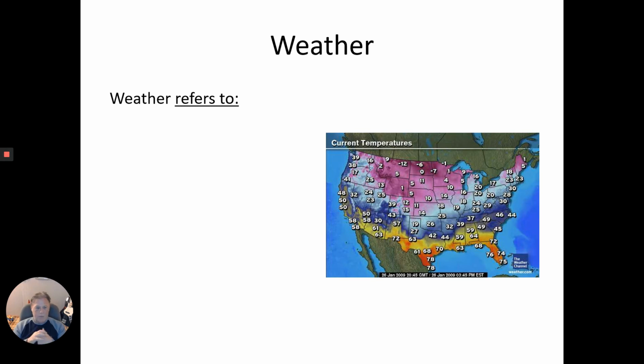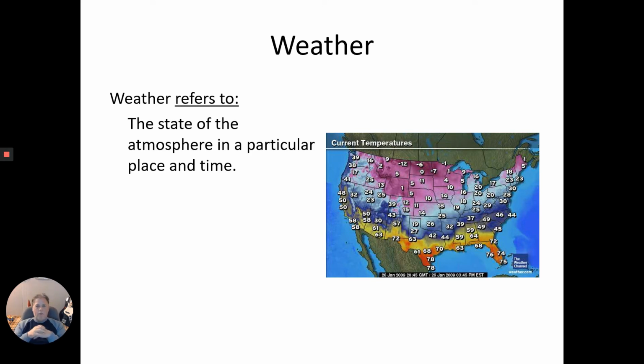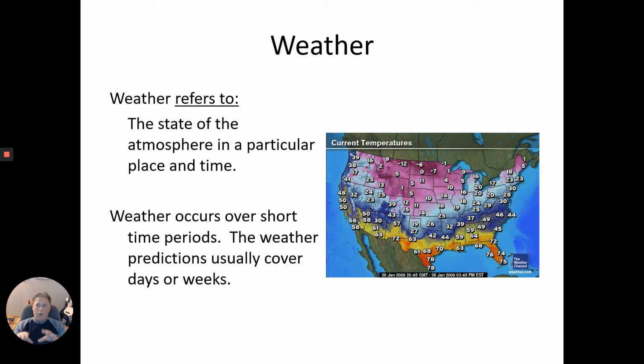So what is this weather? Weather refers to the state of the atmosphere in a particular place and time. Weather occurs over short time periods like this week, yesterday, what's it like outside today. We can predict the weather really only a few days ahead because things are just too moving in the atmosphere.